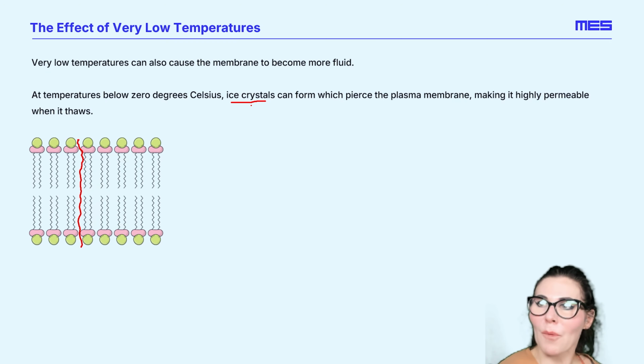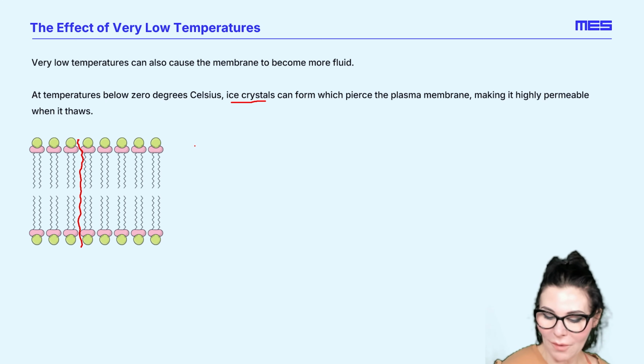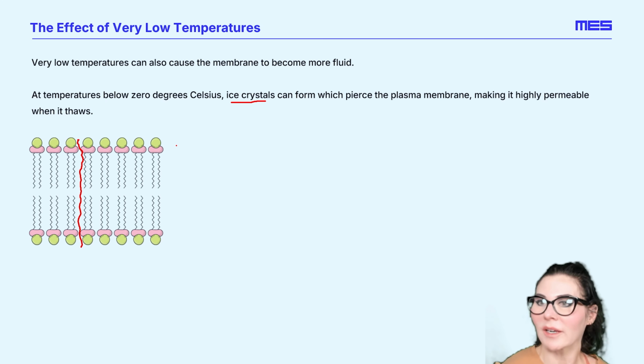When the membrane thaws, those ice crystals, because they've expanded, water expands when it freezes, are going to pierce the membrane and literally break the membrane down. It's going to make the membrane fall apart. So having ice crystals forming in the membrane is completely detrimental to the membrane structure. We don't want that happening either.